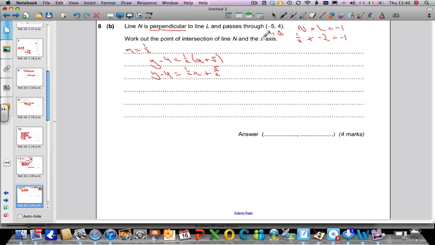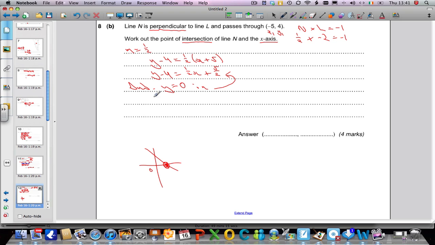Now what else do I know? It's the point of intersection with the x-axis. What does that tell me about the line? Well, when the line hits the x-axis, so any line at all, doesn't matter where it is, I know that the value of y is 0. The value of y must be 0. So I'm going to substitute y equal to 0 in here.